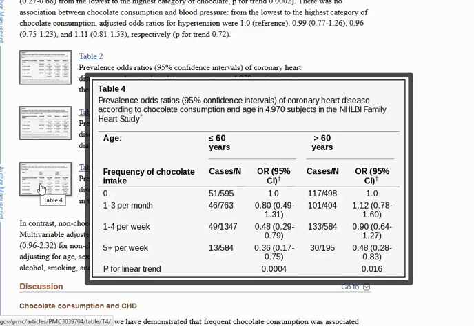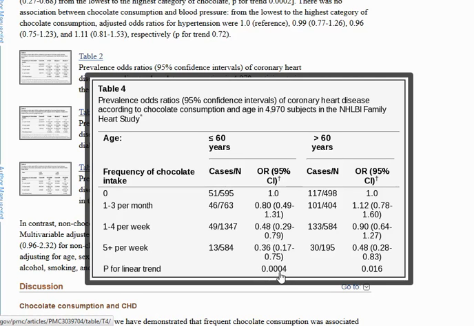Similarly, you can look at the table that basically looks at prevalence odds ratios of coronary heart disease according to chocolate consumption in, again, 4,970 subjects. But here they're divided into less than 60 years and greater than 60 years. And let's see what happens as the dose goes up. The odds ratio clearly shows a dose-response relationship, 0.80 to 0.48 to 0.36. So the risk reduction increases and the protective effect increases, and this is statistically significant as it does not cross the line of no effect.